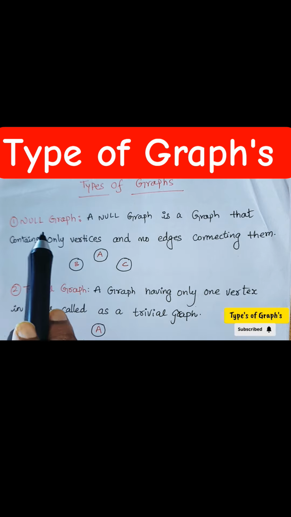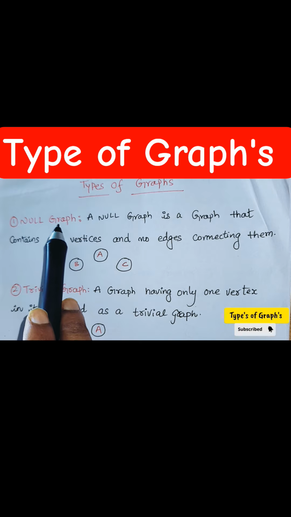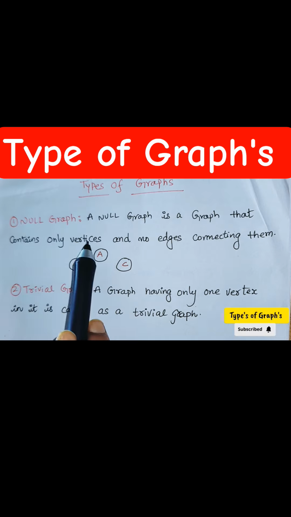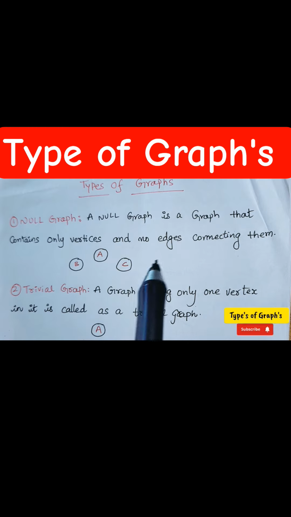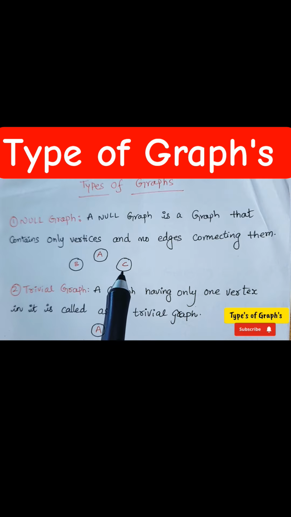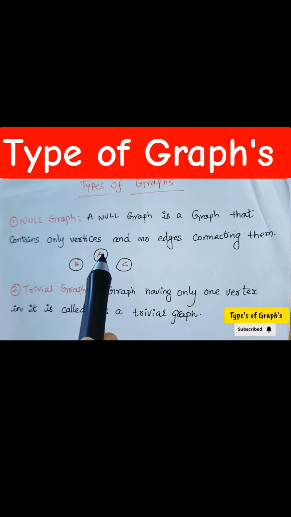Okay friends, so the first one is called a null graph. What is meant by null graph? A null graph is a graph that contains only vertices and no edges. You can see in this example the vertices are A, B and C, but there is no connection between them. So this is called a null graph, friends.